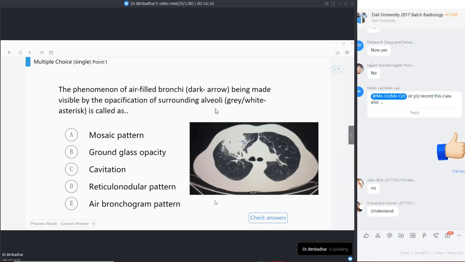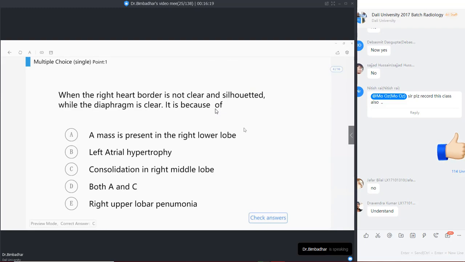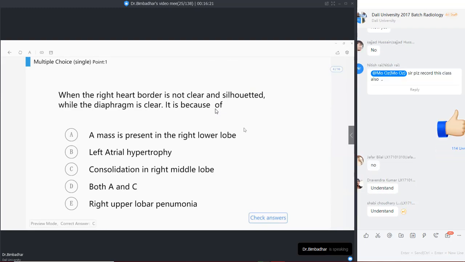Then the next question. This is quite simple. We have been talking about the silhouette sign, which is quite classical. I have been repeating this question for a long time. Whenever the right heart border is not clear and is silhouetted while the diaphragm shadow is clear, that happens because of the silhouette sign: the anatomically related structure there will have a consolidation or opacification in the right middle lobe. Do not ever forget the silhouette sign interpretations.